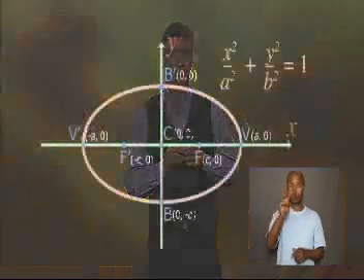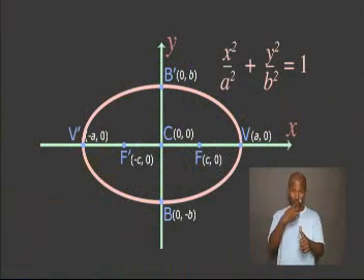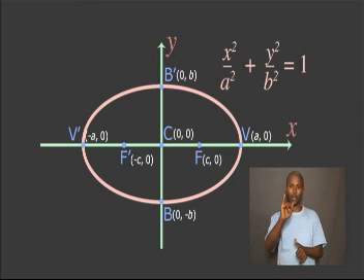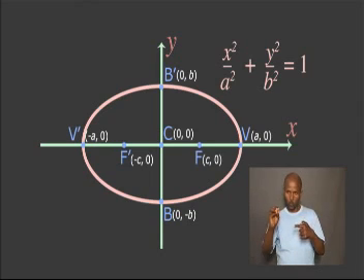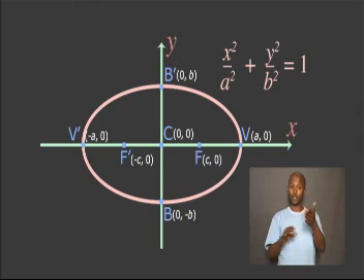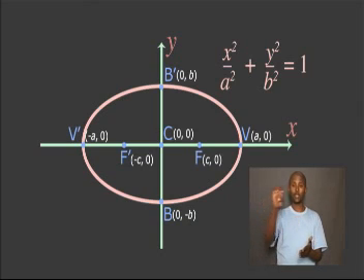In order to determine the equation of an ellipse, we must consider two cases. In the first case, the center of the ellipse C is at the origin of the xy coordinate, 0, 0, and the major axis is horizontal. The standard form of an equation for this ellipse is x squared over a squared plus y squared over b squared equals 1.